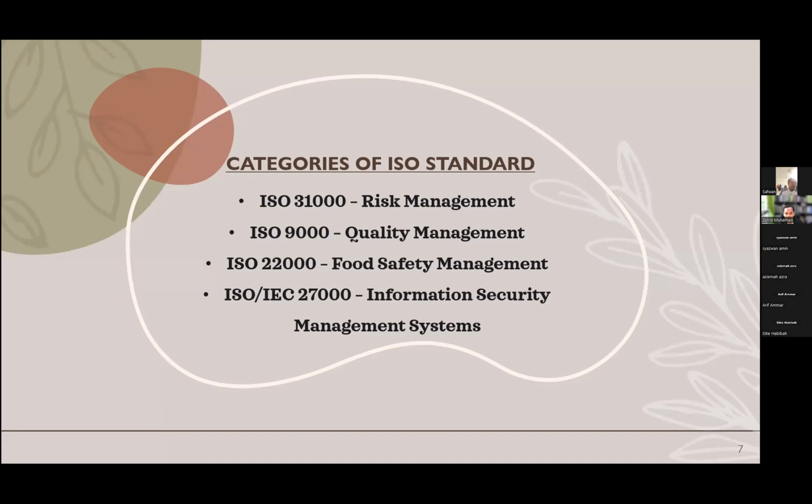These categories of ISO standard: we have ISO 31000 for risk management, ISO 9000 for quality management, ISO 22000 for food safety management, and last, ISO 27000 for the information security management system.